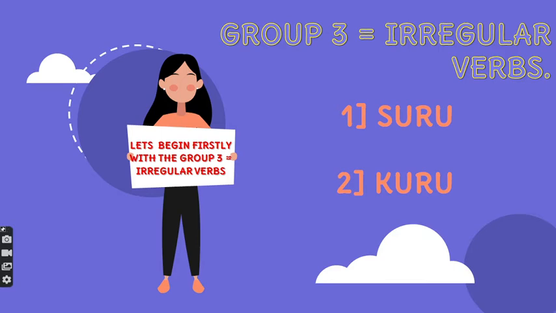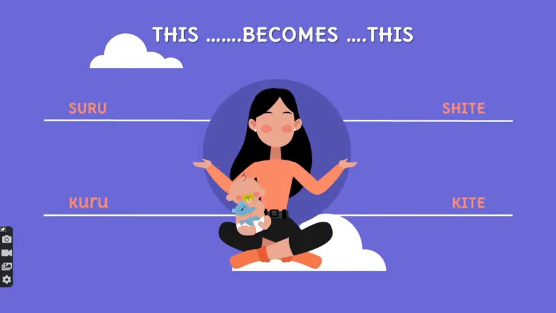The group 3 verbs are the irregular verbs, suru and kuru. So suru becomes shite, kuru becomes kite in the te form. They are complete exceptions. They do not follow any rule, so I would simply tell you that you have to memorize them. But simply remember that su becomes shi and ku becomes ki. And ru always gets converted into te, even in group 2 verbs.